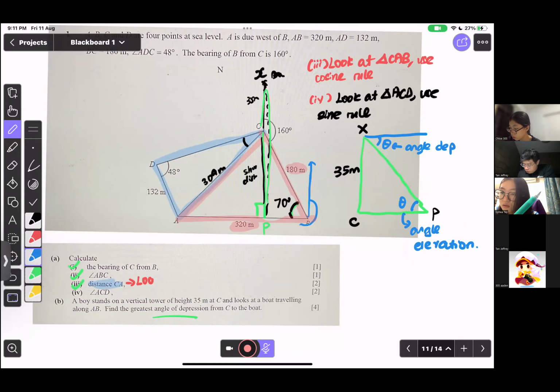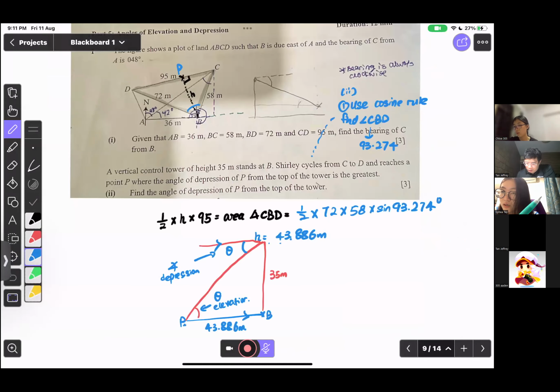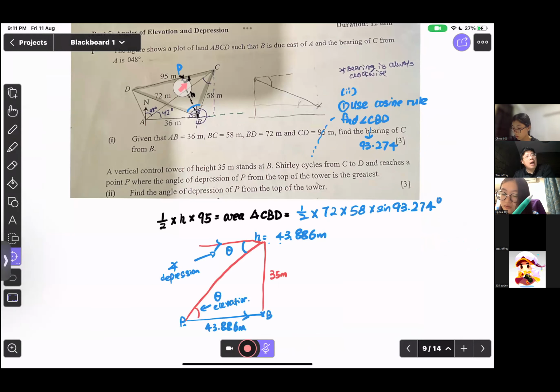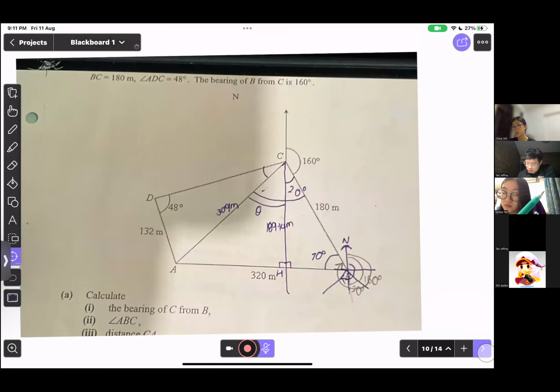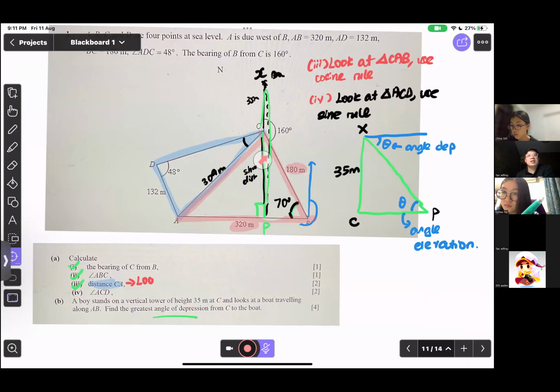So do you recall this question just now? We need to use area of triangle. How do you find the shortest distance? Do you remember this one? Area of triangle. Correct. Can you go through that part? I don't get what you mean by area of triangle. Like which triangle do you use?